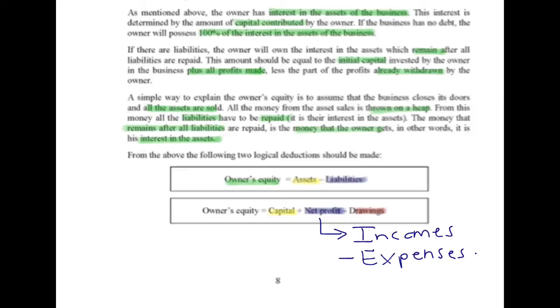So in other words, all the money invested plus all the money the company or the business is making minus what was already taken by the owner. That gives you owner's equity.